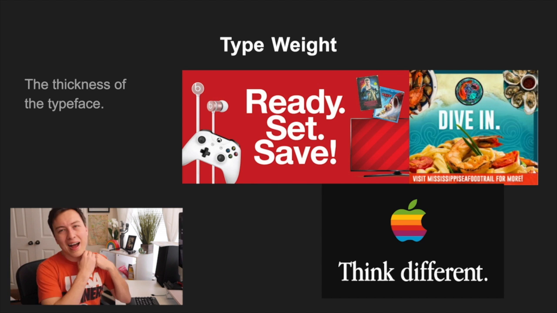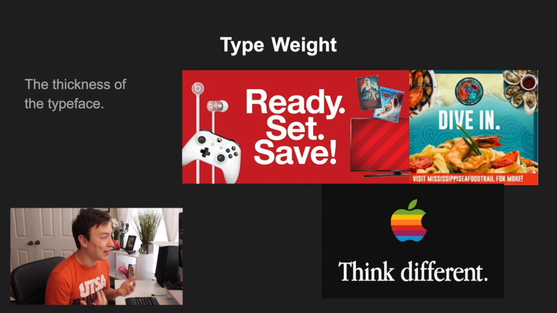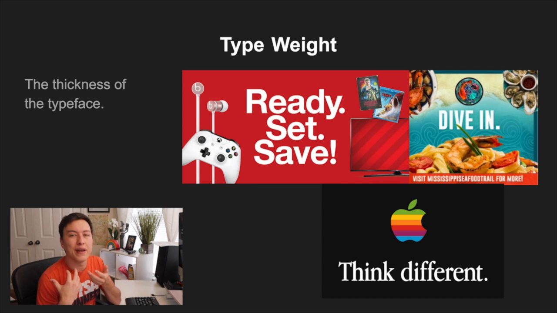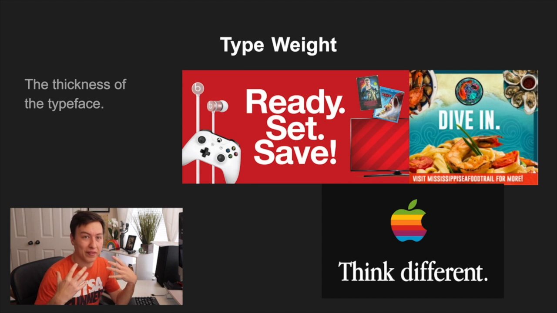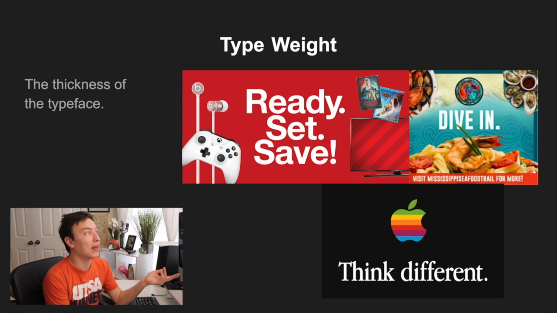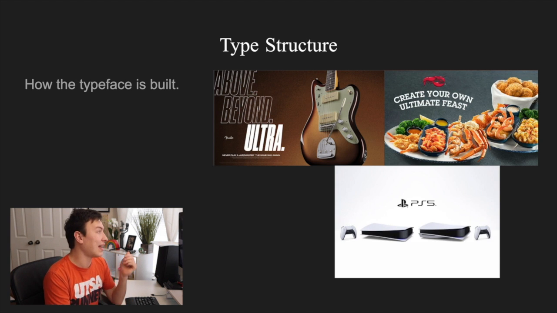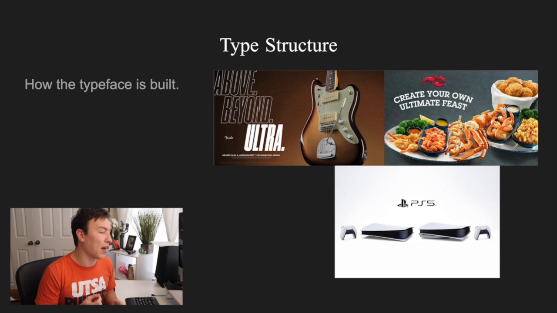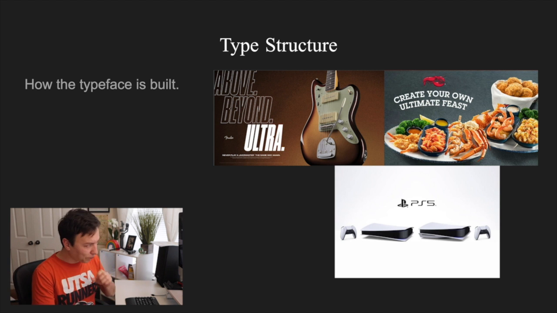It's the way Apple really is branding themselves of thinking differently, to put it out there that this is our branding and this is very bold of us to be able to do that. So that's really going to be what type weight is. And lastly is type structure, which is really how the typeface is built. You could kind of relate this to fonts, but it is more than just font. It's also how you're using the typeface.